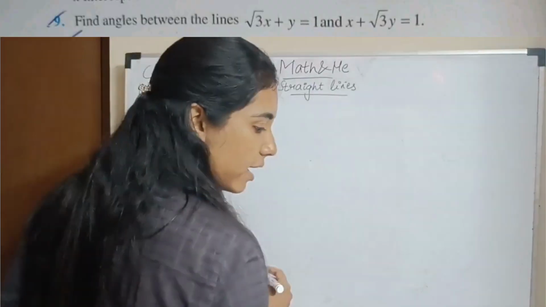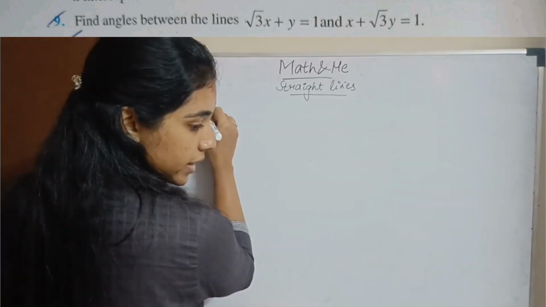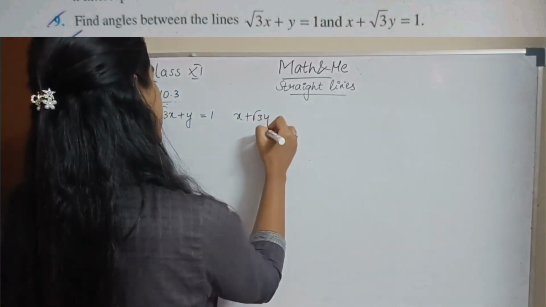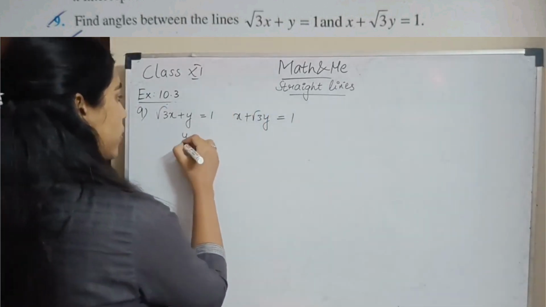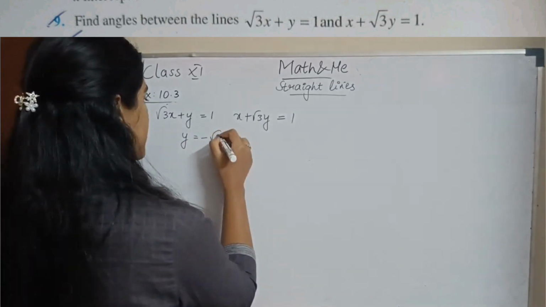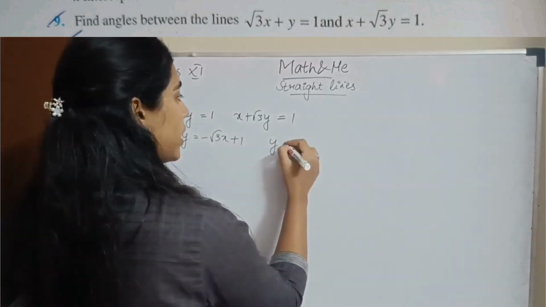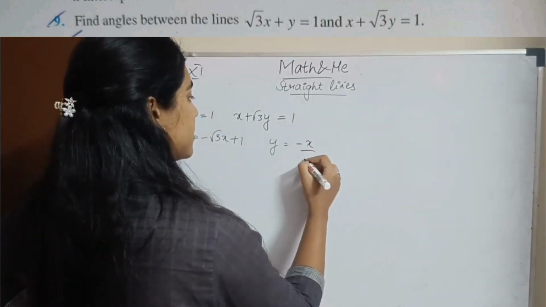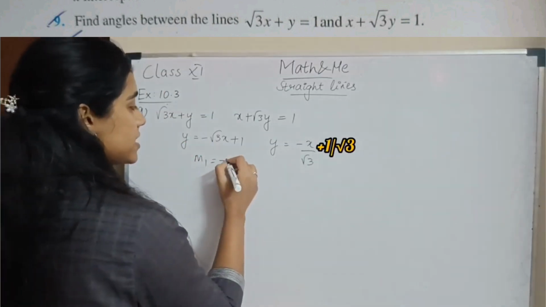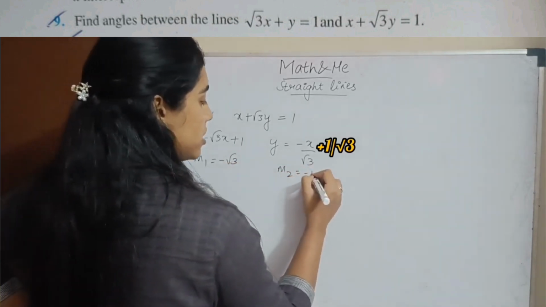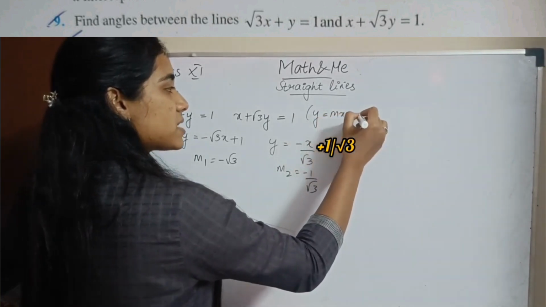Question number 9. Find the angle between the lines root 3x plus y equals 1 and x plus root 3y equals 1. So what do I have? y equals minus root 3x plus 1. Here y equals minus x divided by root 3 plus 1. So the slope here is minus root 3. The slope here is minus 1 by root 3 because it is of the form y equals mx plus c.